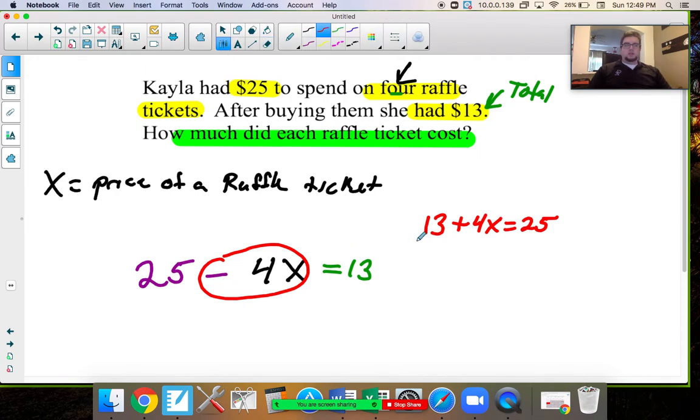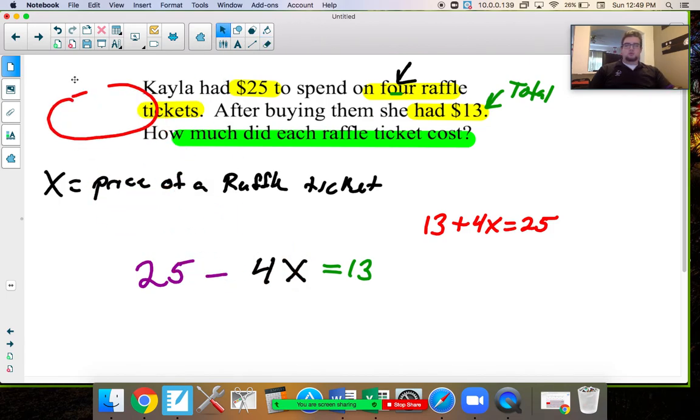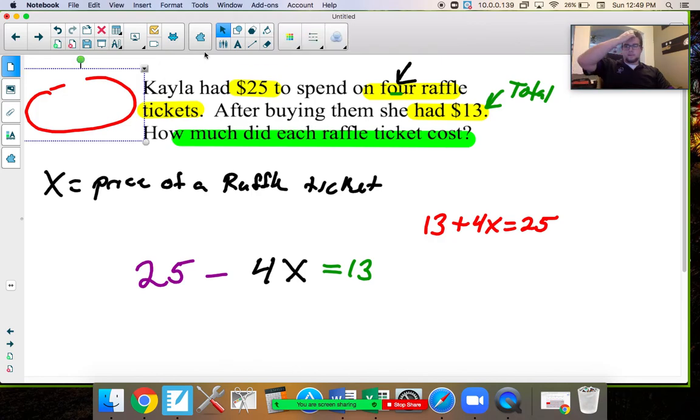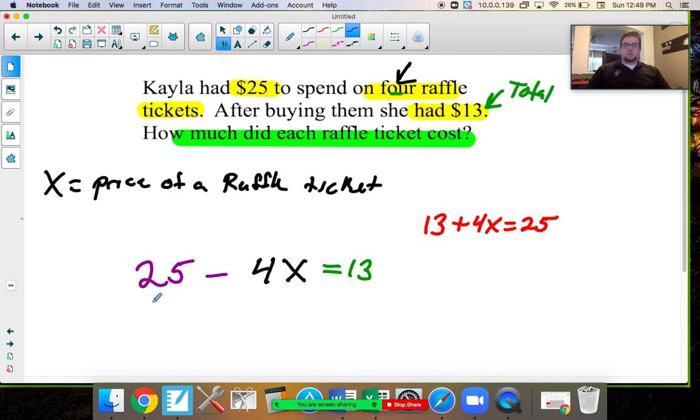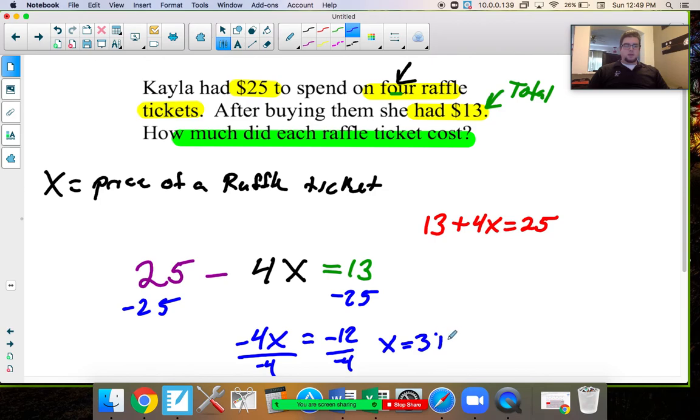I'm going to use, it doesn't really matter which one. I kind of like the first one that I drew. We're pretty familiar with it. I'm just going to get rid of that over here. I like this one. So I'm going to subtract 25 from both sides. I'm left with negative 4x is equal to negative 12. Divide by negative 4. And x equals 3. So she bought 3 tickets.